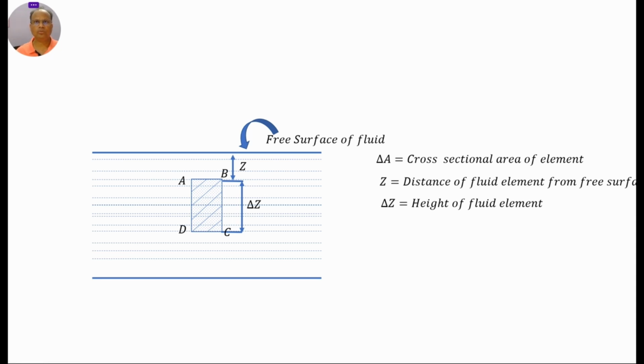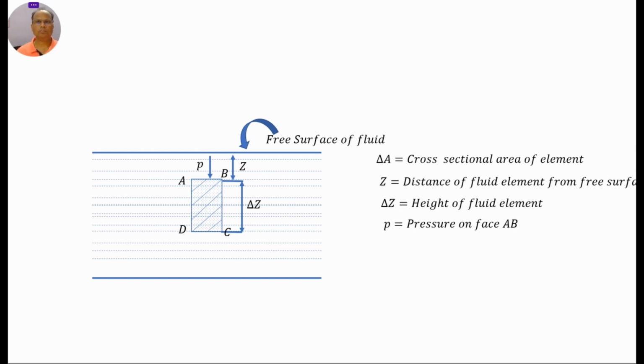First of all, we should know the pressure intensity on the faces AB and CD. Suppose P is the pressure acting on the face AB, and the pressure on CD should obviously be higher in comparison to this P. Now we will see what the intensity of the pressure on CD is.